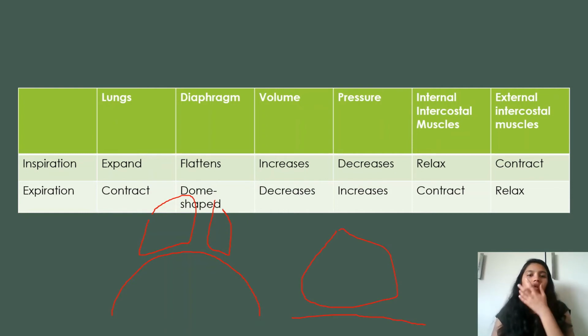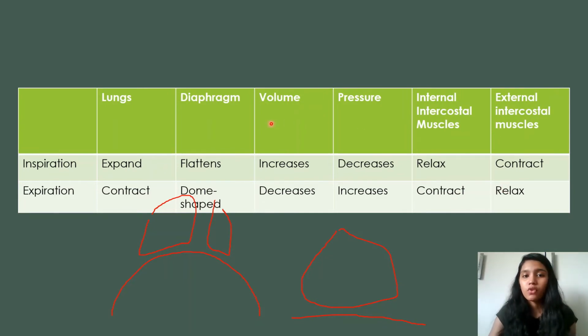Volume obviously decreases, so more particles per unit volume. So the pressure increases, internal intercostal muscles this time contract, and your external intercostal muscles relax. You have to remember this because especially the last two are important for structured questions where they ask you to fill in tables.